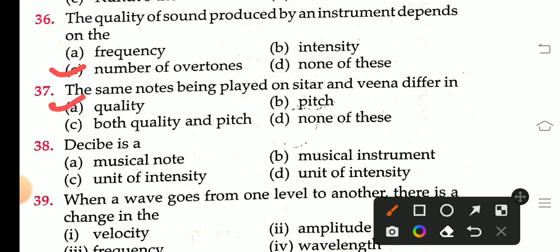Decibel is a. Right answer option C. Unit of intensity.